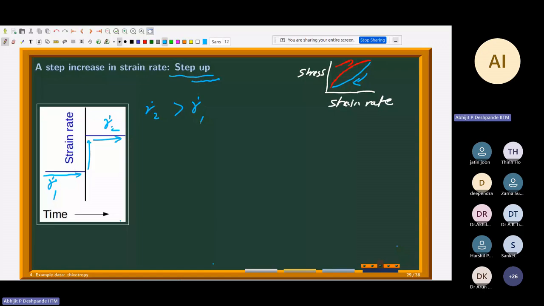From the point of view of the structural parameter, you would expect the structural parameter to be higher here because this is a low strain rate, and the structural parameter here will be lower. So as we do this step change in strain rate, the structural parameter itself also changes, and as a result the stress will also change. So when we do this step increase in strain rate, we can monitor stress as a function of time.